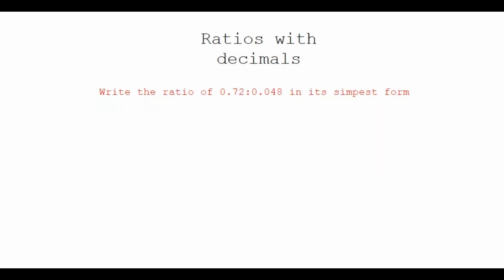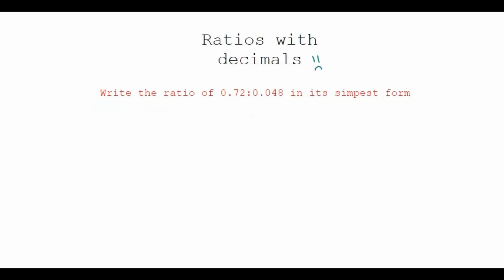Next, ratios with decimals. Do we like decimals? No, we don't want to work with decimals. So what do we do? We just simply convert them to whole numbers. So if we had 0.72 and 0.048, we need to multiply both sides to turn them into whole numbers.